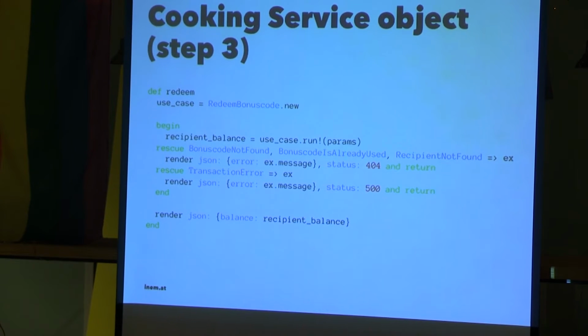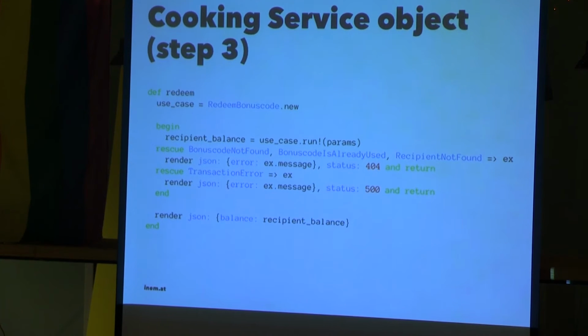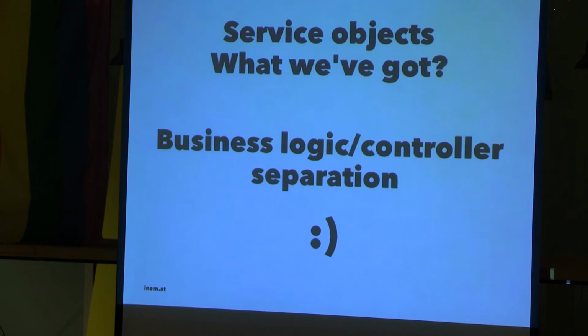And since we know that it is going to raise exceptions in some situations, and we know what kind of exceptions it is going to return, we can write a logic which will send corresponding error message to the client in different situations. If everything goes okay, it just returns a value at the end. So service objects are helping us to separate business logic from controller responsibility.